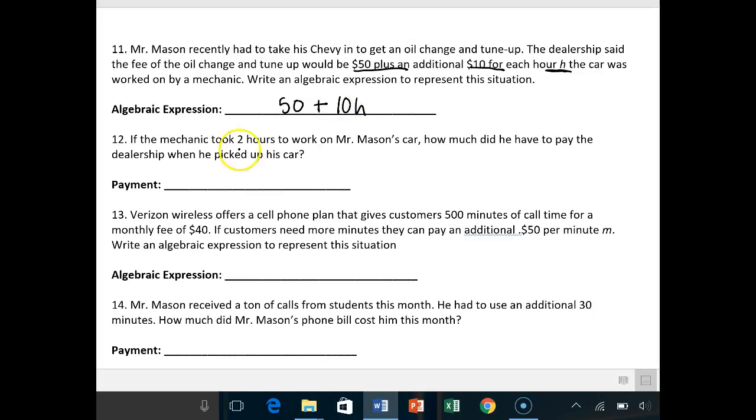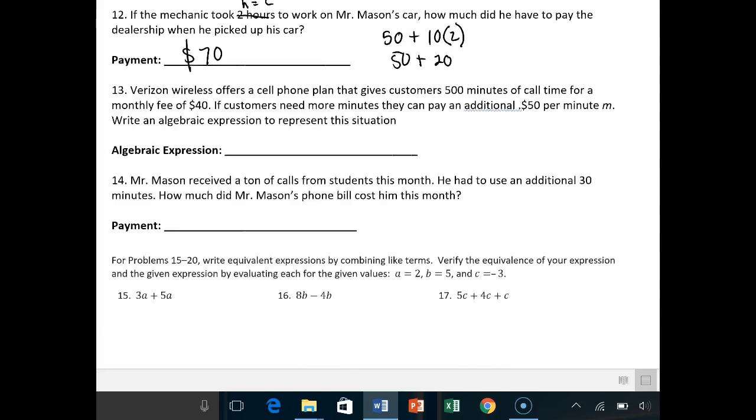All right. If the mechanic took 2 hours, so basically they're telling us, hey, h equals 2, right? To work on Mr. Mason's car, how much did he have to pay the dealership to pick up his car? So we're saying 50 plus 10, and instead of h, we're saying 2, and we're saying 50 plus 20, so Mr. Mason had to pay $70. So 13 and 14 are very similar, algebraic expression, then payment. Go ahead and work those out.